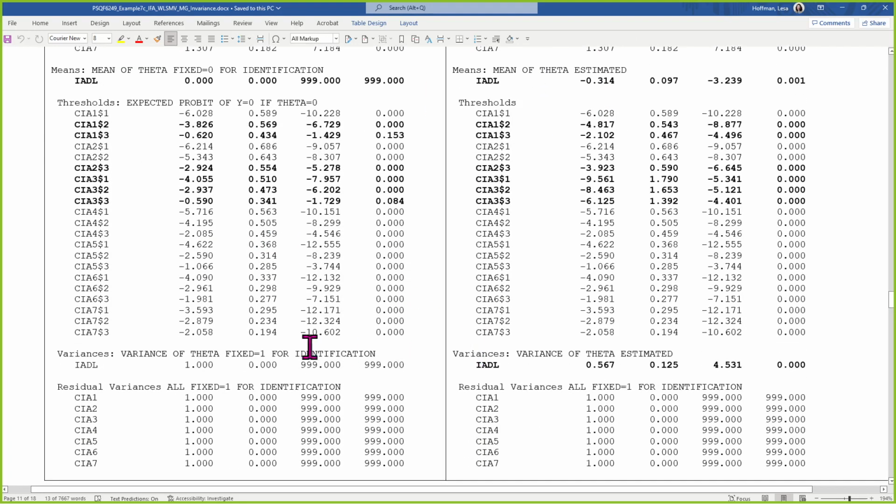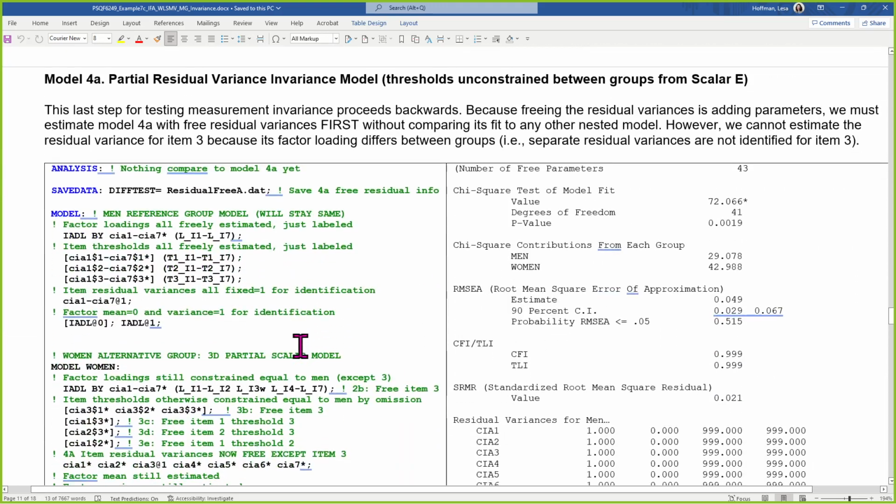Not quite done yet. The next step is potentially to test residual variances. This is the part that you can only do in WLSMV. So it proceeds backwards. Up to this point, the residual variances were forced to be equal to 1 in both groups because they weren't separately identified. Now, for every item that has full invariance for its loadings and its thresholds, I can separately estimate a residual variance in the alternative group. It's identified at this point.